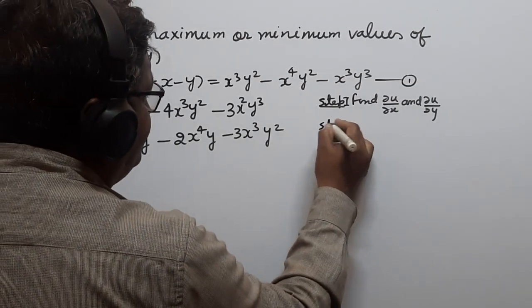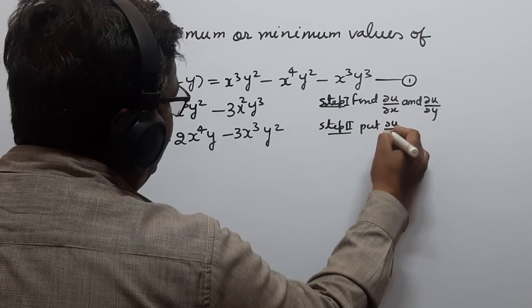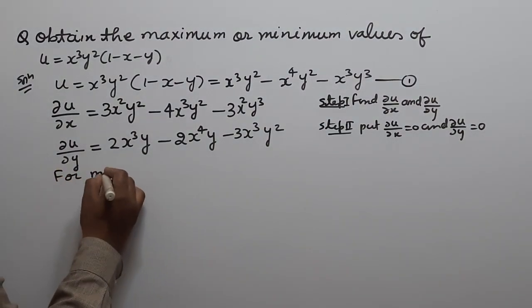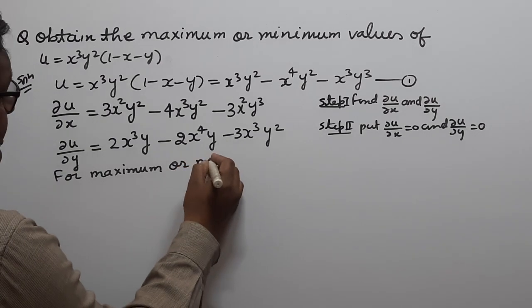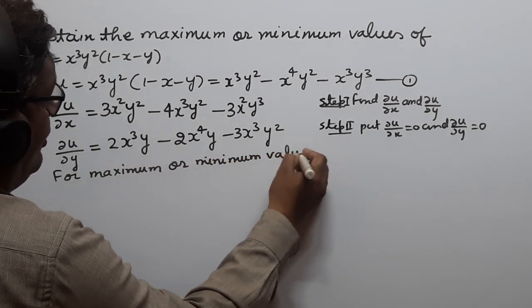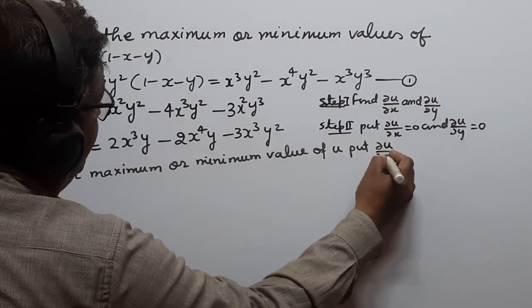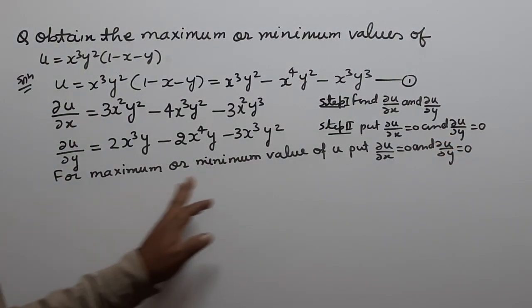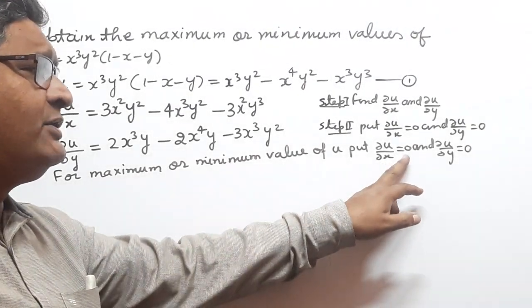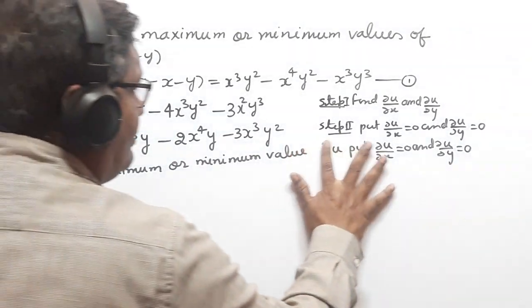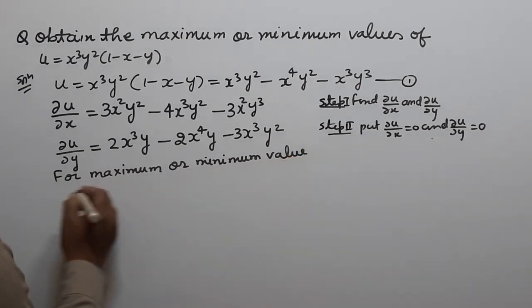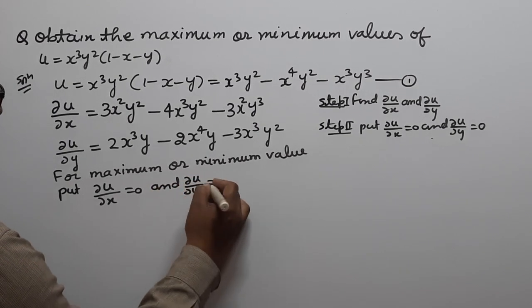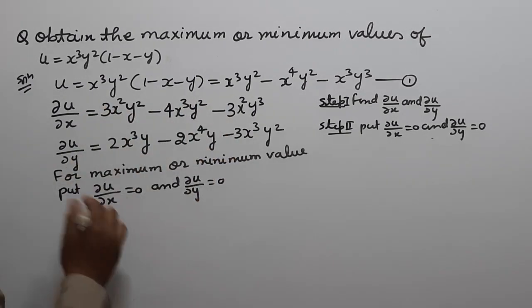Now in the second step, for maximum or minimum value of u, put del u upon del x equal to 0 and del u upon del y equal to 0.